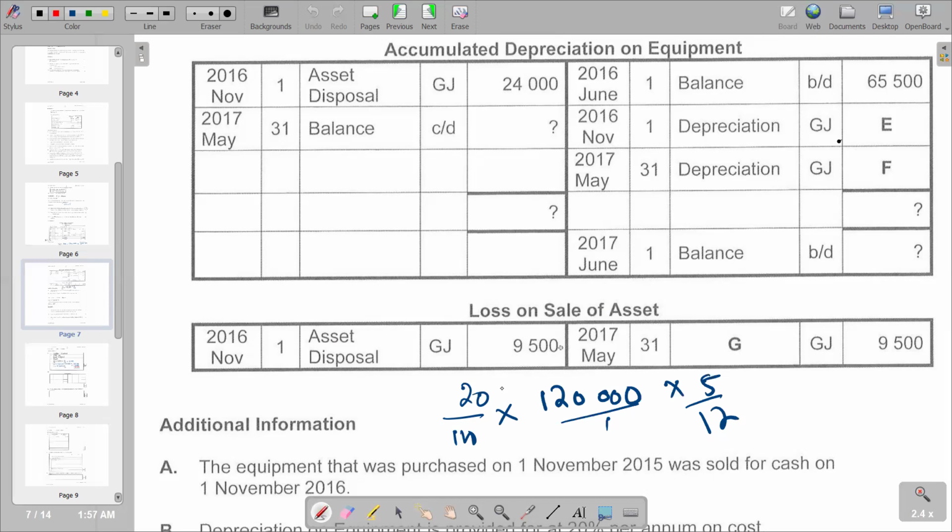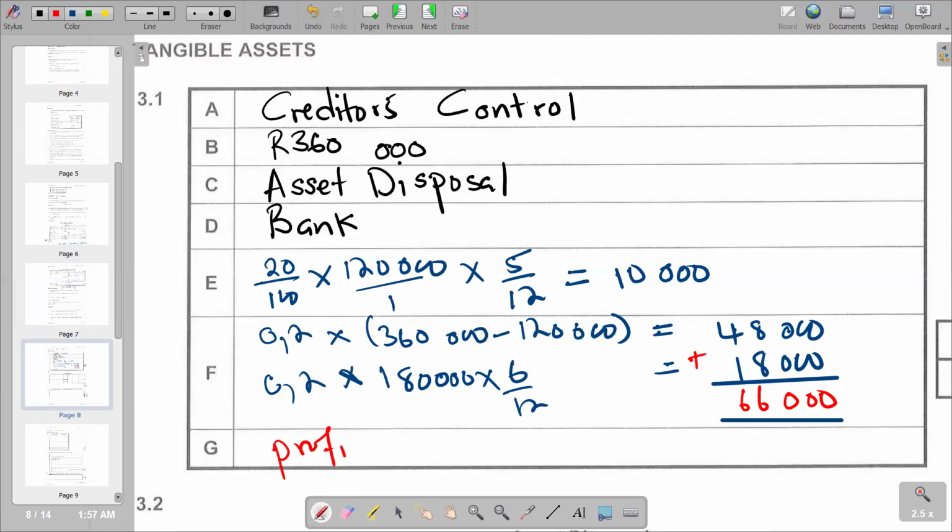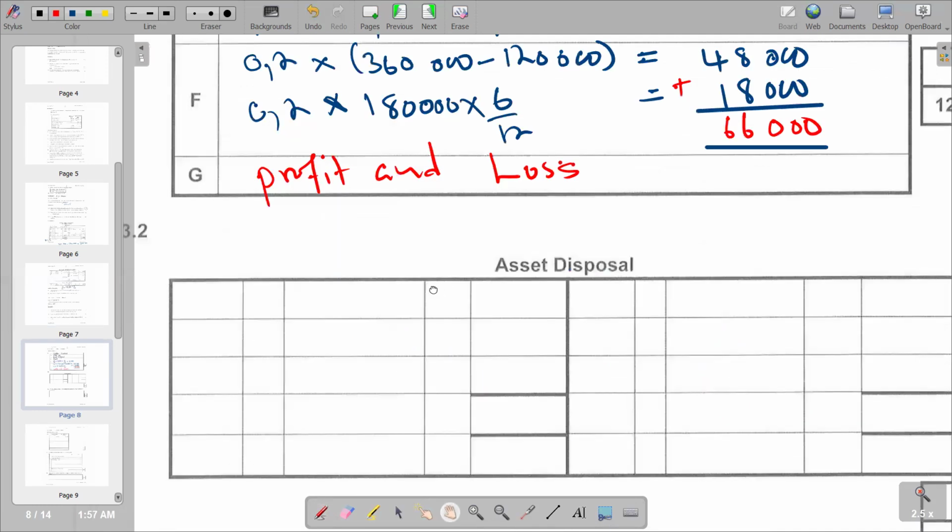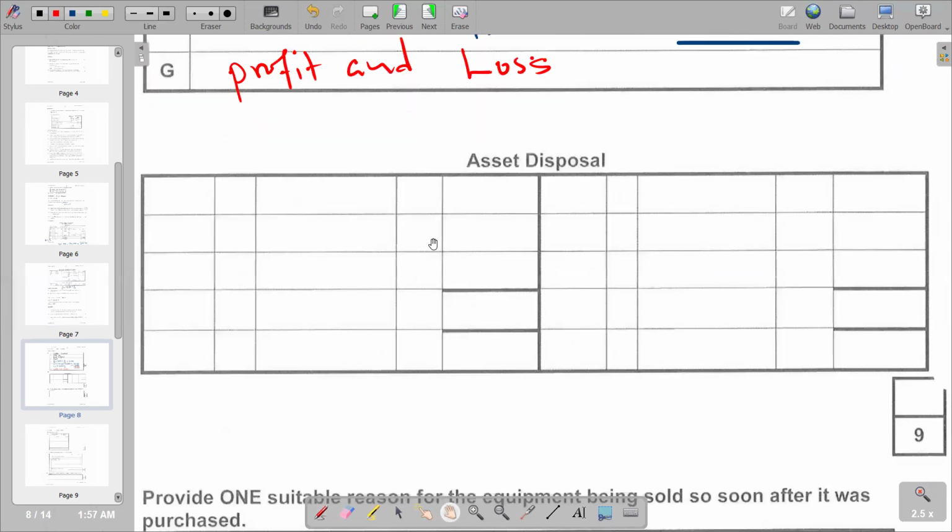If it's a loss, it's supposed to be transferred to the profit and loss, and it's going to be debited in the profit and loss to represent it's a loss. When it's a loss, it's an expense, remember? So it's debited in the profit and loss. So G is going to be our profit and loss. So we come here, we give that description of profit and loss.